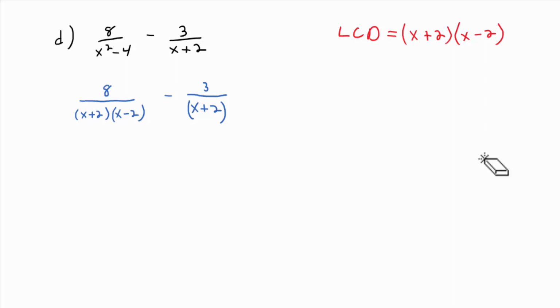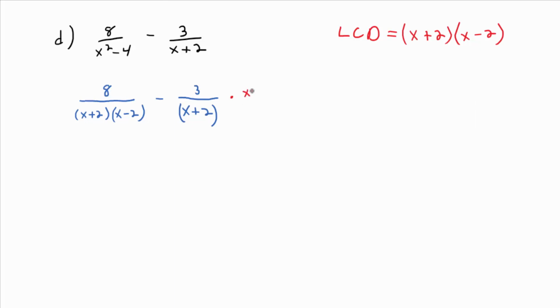Okay. Now that you have that, I think we can, as long as you leave yourself enough room here, go ahead and look at this denominator. It's good to go, isn't it? It contains both factors. What about this denominator? What is it missing from the LCD?